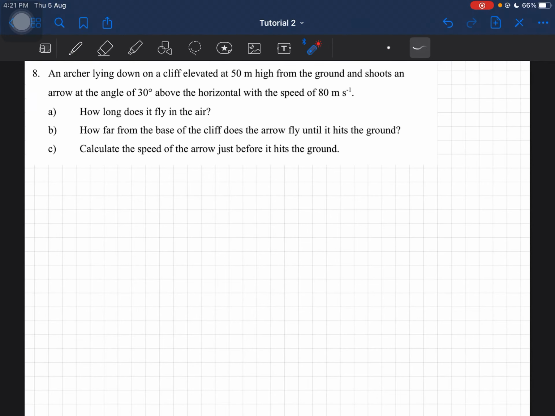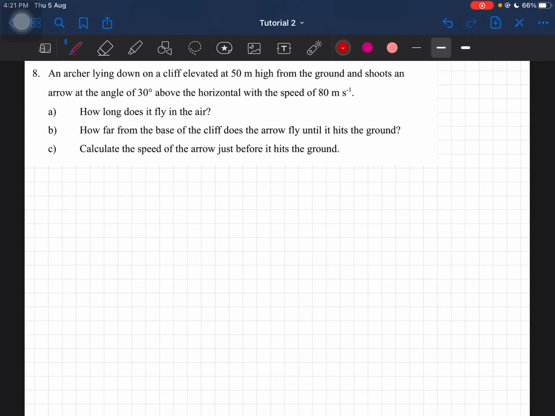Right, question 8. An archer lying down on a cliff elevated at 50 meter high from the ground shoots an arrow at an angle 30 degree above the horizontal with the speed of 80 meter per second. Okay, so what do we have? What information do we have?